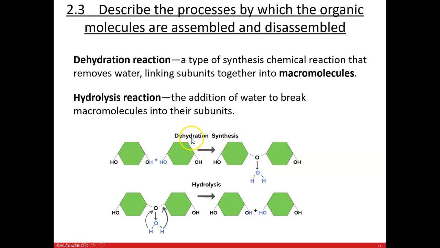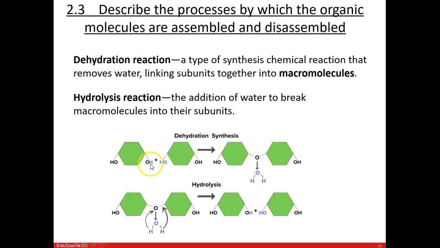And you can pick this apart. We all know hydration has to do with water. Dehydration is losing water. We get dehydrated, we're losing water. Synthesis is to make. So dehydration synthesis is a chemical reaction where we take smaller molecules and we link them together to make larger molecules. And here it says we're going to link them together to make macromolecules, bigger molecules. Remember we said organic molecules tend to be big. So dehydration synthesis is a really common chemical reaction in living organisms that use smaller molecules to make bigger molecules.